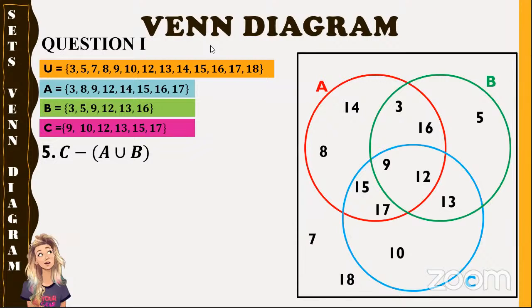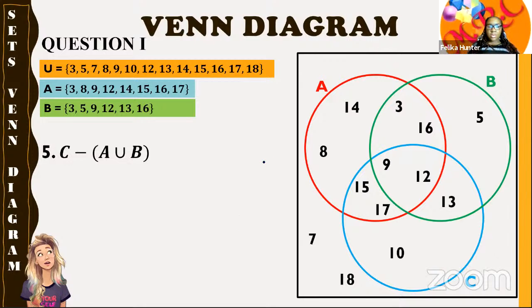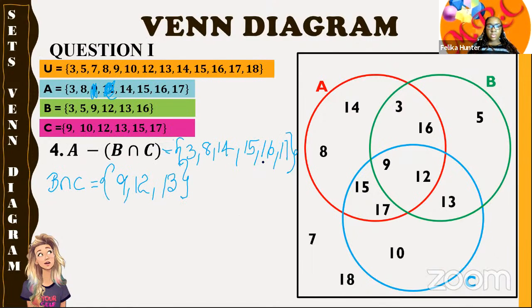What is the answer for 4? A minus B intersect C. The final answer. There it is: 3, 8, 14, 15, 16, 17. You got that, okay? Simone, is it clear?